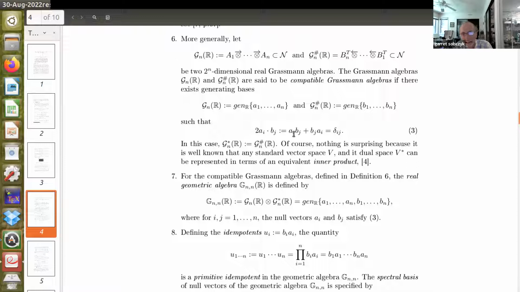Okay, and now I'm identifying the Clifford scalar product or inner product with AiBj plus BjAi equal to delta ij. So you're assuming relationships between the elements of this Grossman algebra Gn and Gn sharp. Namely, we're assuming an anti-commutative relationship.